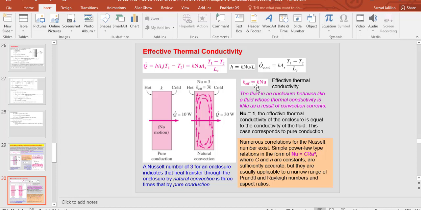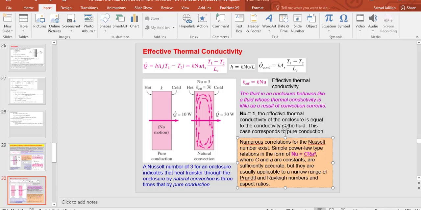So as you may guess here, if the Nusselt number is equal to 1, which means that k effective is equal to k. Nusselt number equal to 1 means we don't have convection, and all of the heat transfer is by conduction between these two surfaces and through the medium, which is liquid between them. And the Nusselt number for this condition usually can be calculated by this equation, Nusselt number equal to C Rayleigh number power n.